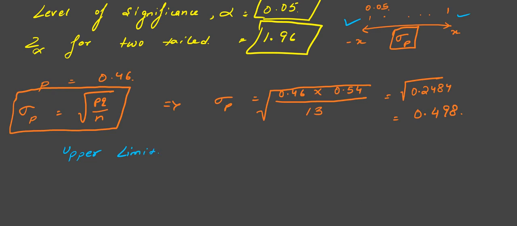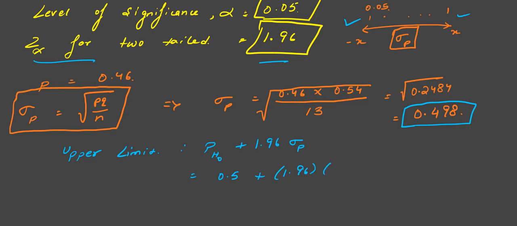We also have a general form for this. The upper limit formula is P of H, that is the null hypothesis, plus Z, which is 1.96, into sigma of P, which we have found to be 0.498, the standard error. So this is the basic formula. Here we will have 0.5 plus 1.96 into sigma P, which is 0.498, as we have found it here. Solving this, we get 1.476. So this is the upper limit.